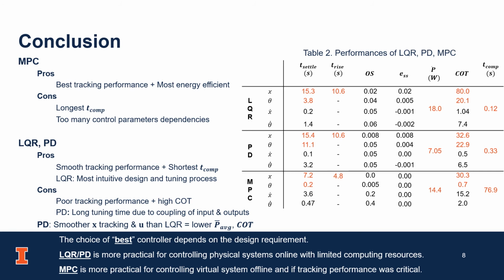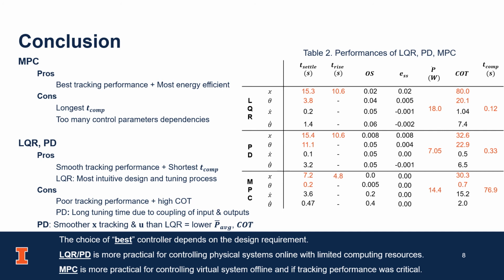Also, both LQR and PD had slow tracking performances and higher cost of transportation compared to MPC. It is interesting to note that the PD had smoother state tracking and control effort than LQR. This resulted in lower power consumption and thus lower cost of transportation.